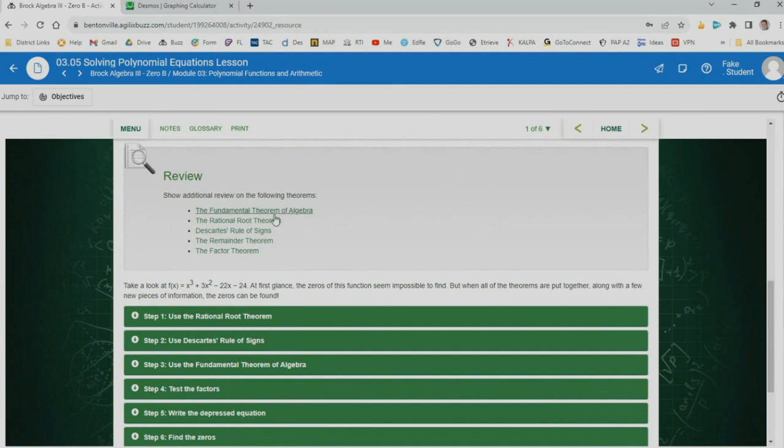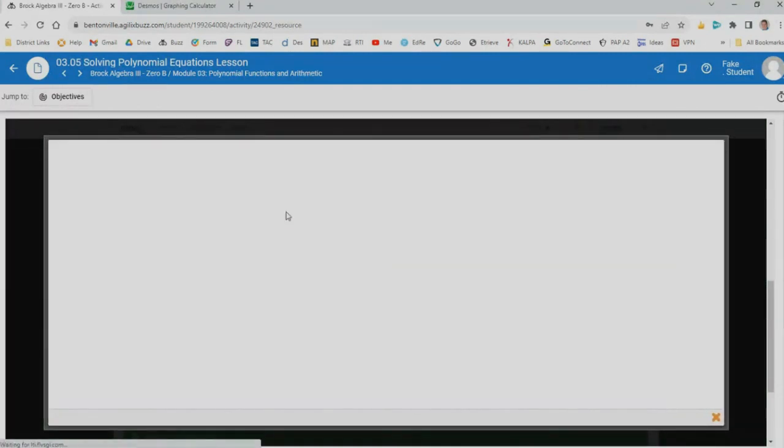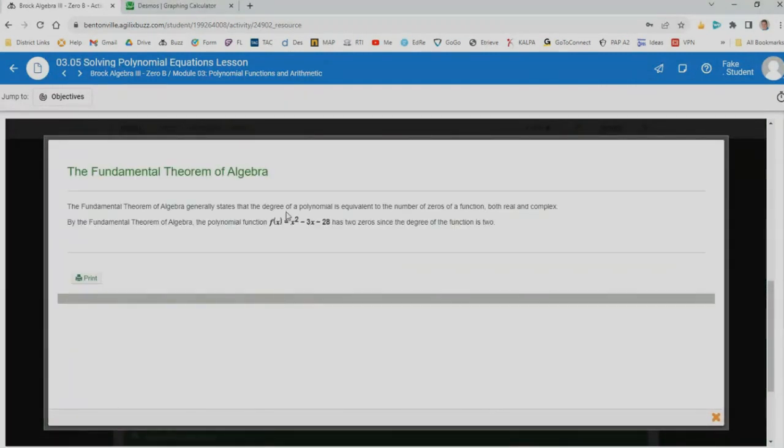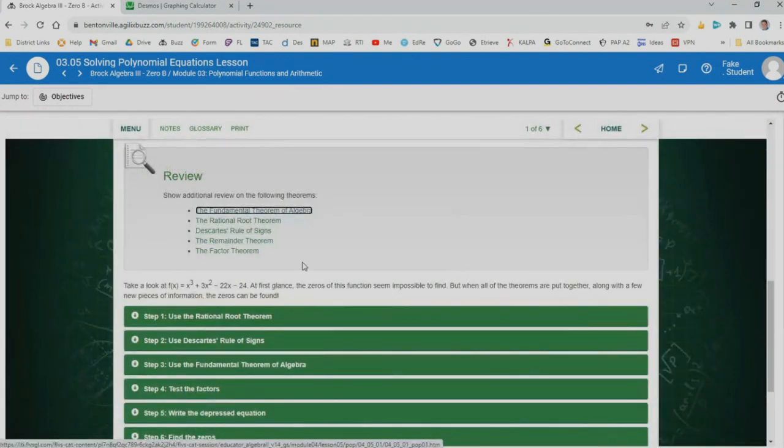Here are the 5 things that we've looked at in the last few lessons that are really good: the fundamental theorem of algebra, the rational root theorem, Descartes' rule of signs, the remainder theorem, and the factor theorem. And you can click on here for reviews of any of those. You're like, what was that one again? So you can click on, there's the reviews.